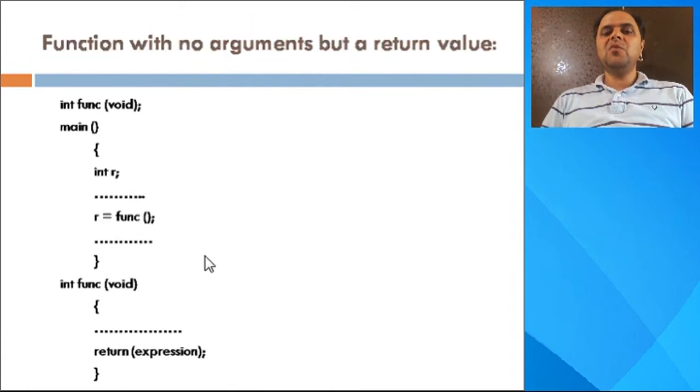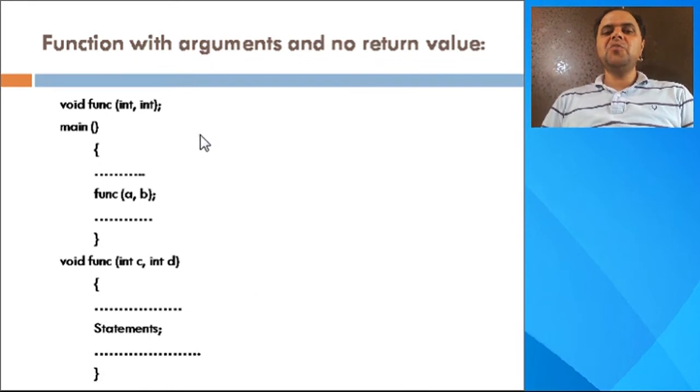Second type is function with no argument but a return value. In this function, we have a return value but no argument. I have declared the function here. The return value of this function is int, but it doesn't have any argument, so the argument is void. In the main function, integer r, some code. I have called the function here and assigned the value of that function to r. This is the definition of the function. It will return an int value, and it will be stored in r. So this is the example of a function with no argument and a return value.